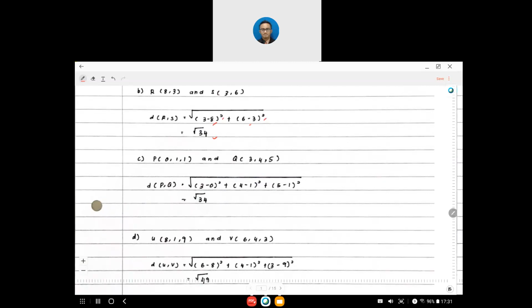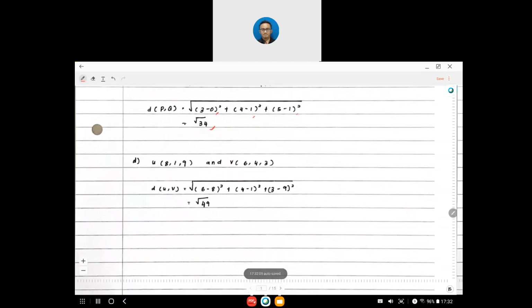And then C, point P, you have (0, 1, 1), and point Q, you have (3, 4, 5). This one, we want to find the distance between P and Q. 3 minus 0 squared plus 4 minus 1 squared plus 5 minus 1 squared. This one is also the same thing. You get square root 34.